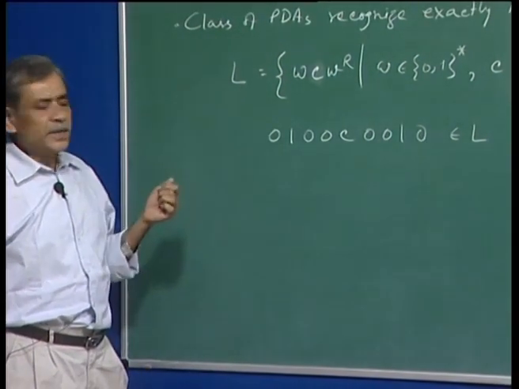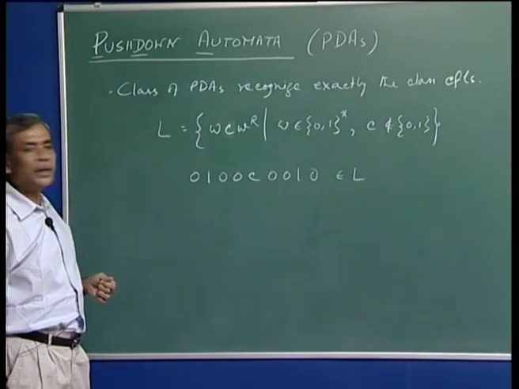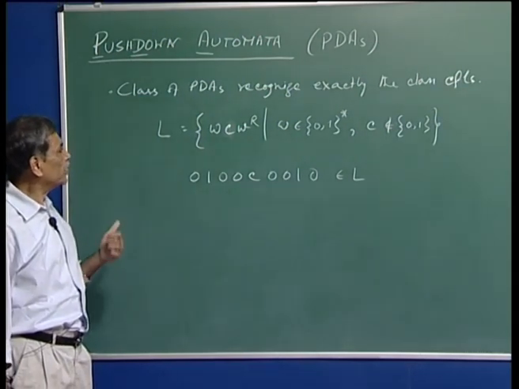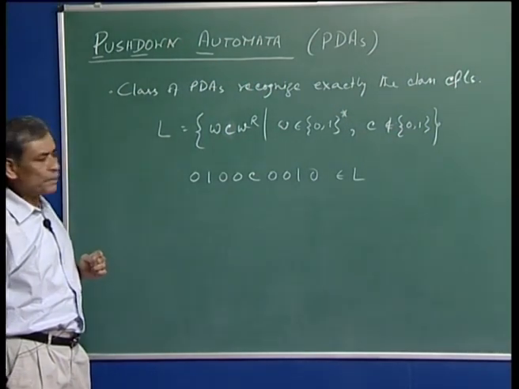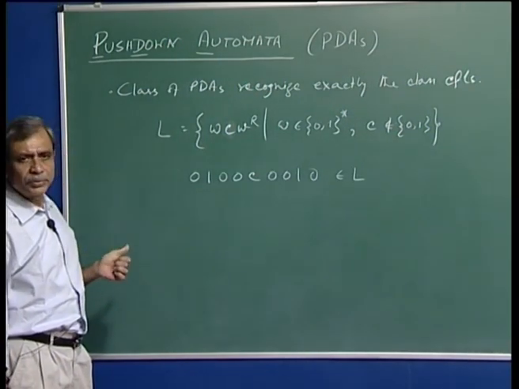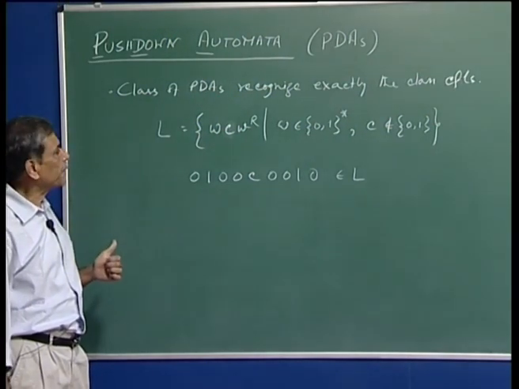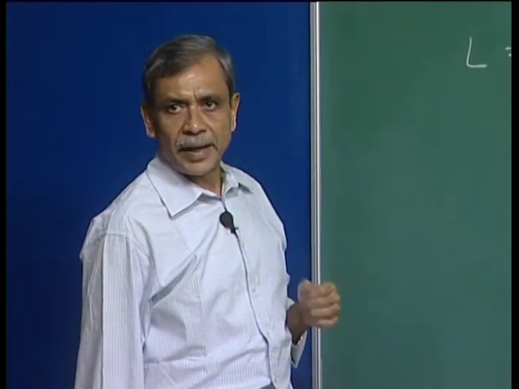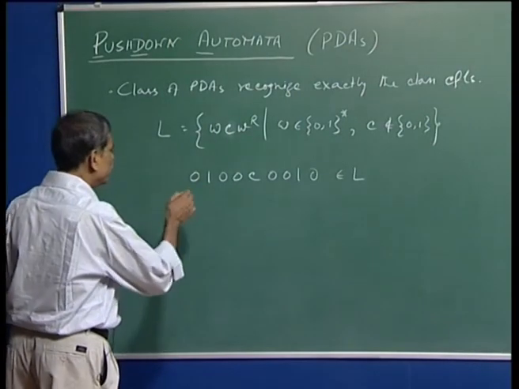We can very easily show that this language is not a regular language, because we can use the regular language pumping lemma to show that this language is not regular. And we can also similarly provide a context free grammar which will generate this language. And what is that grammar? In fact, let us do it right away.